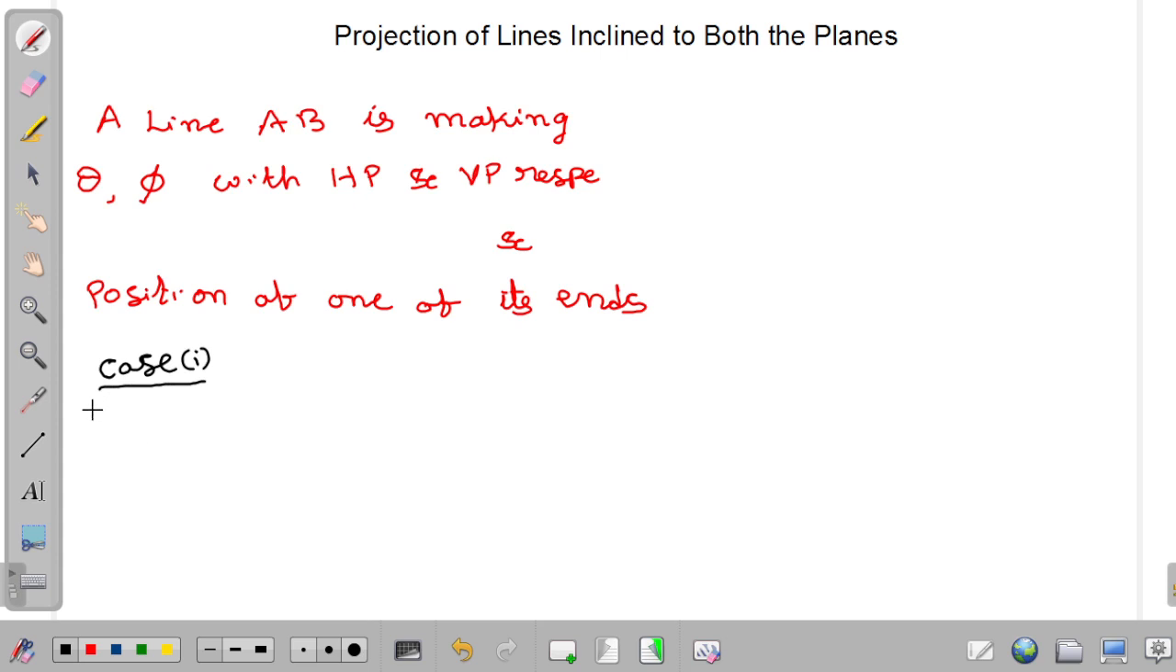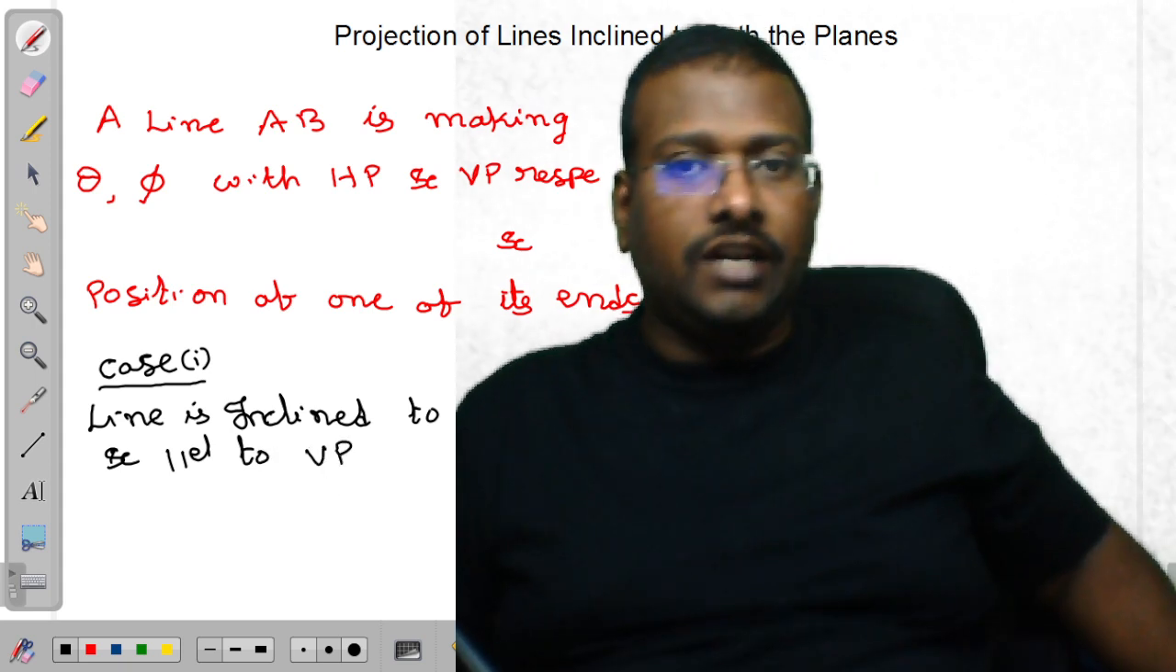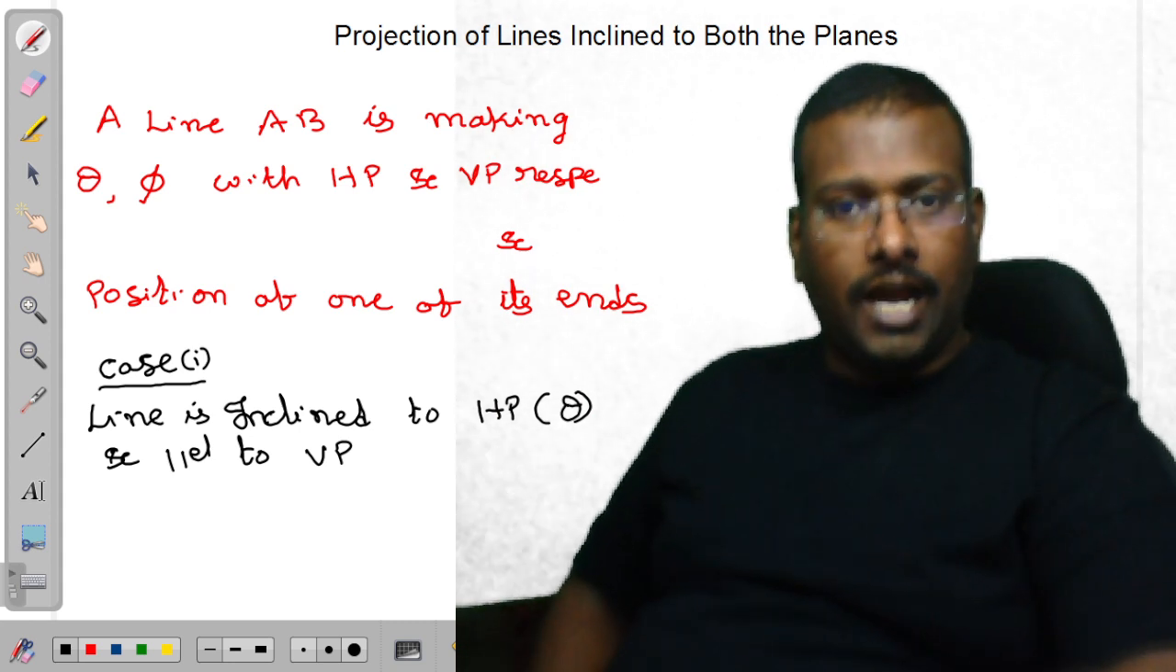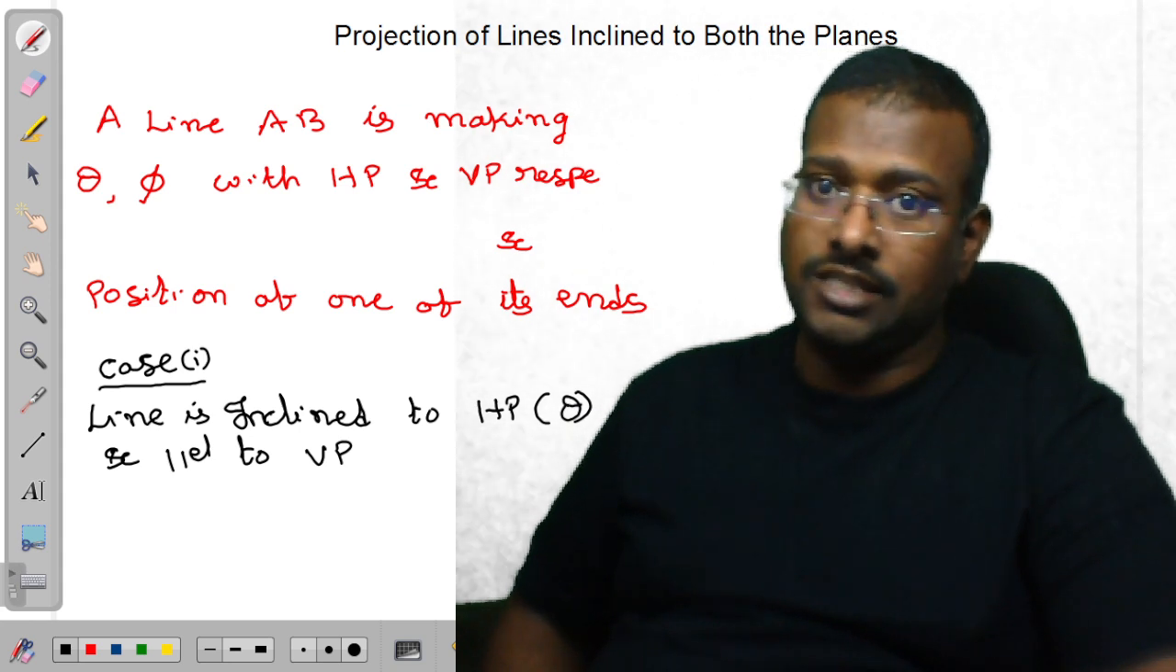Case 1, the line is inclined to HP, that is, it is making theta degrees with HP and parallel to VP. This is one case they will consider. In the first case, the line is considered as inclined to HP and parallel to VP. This is the one case.